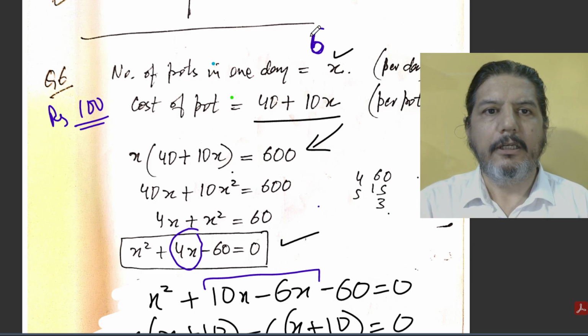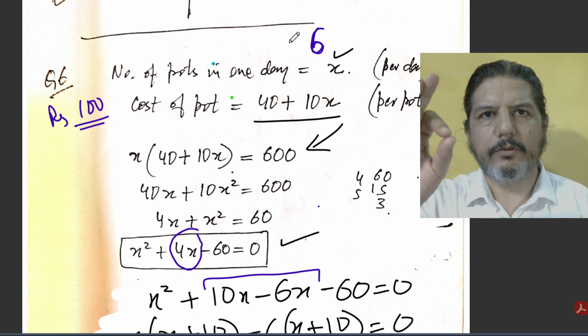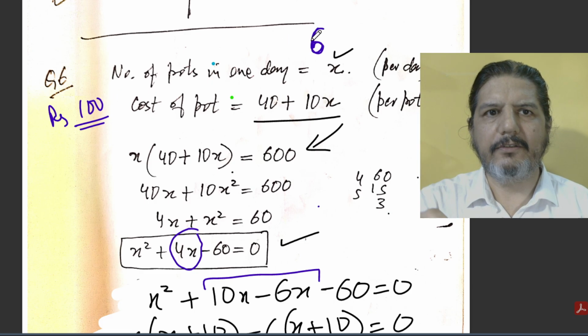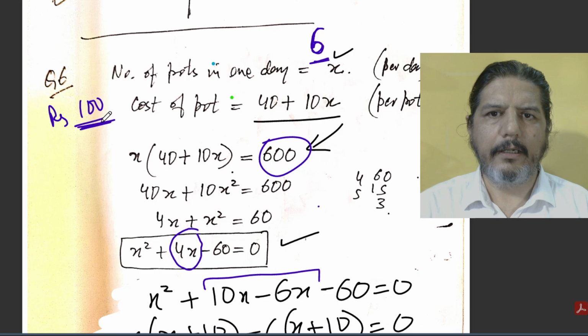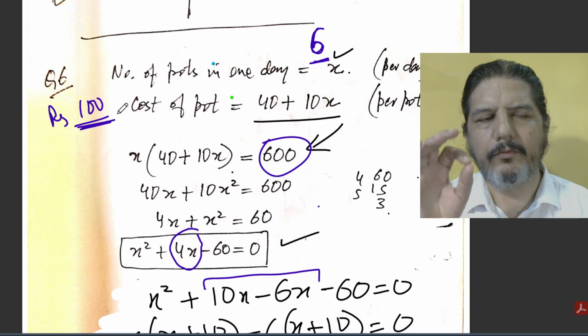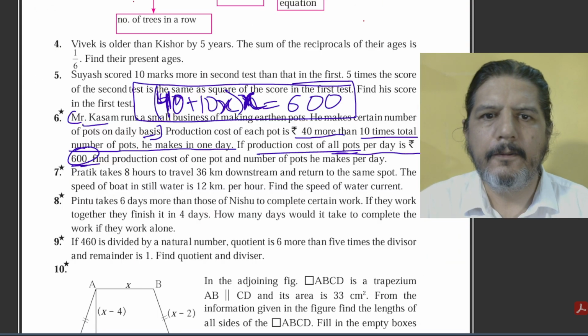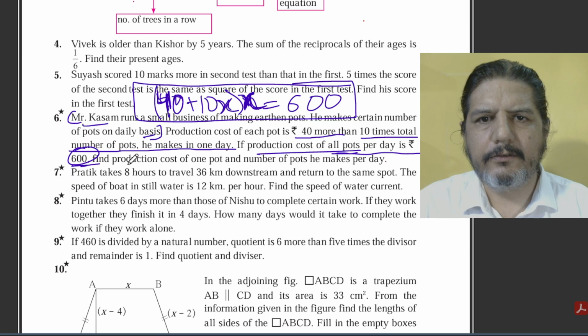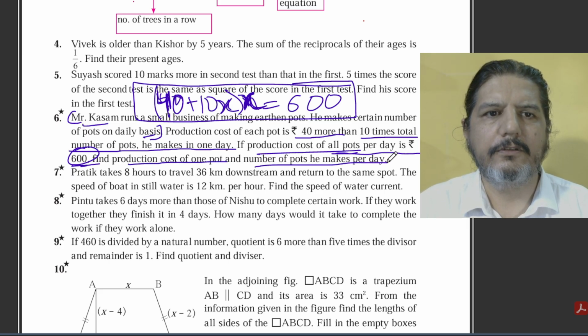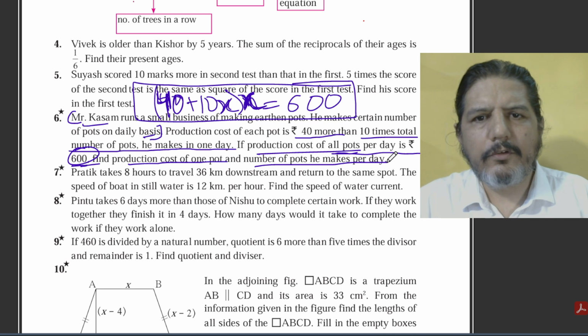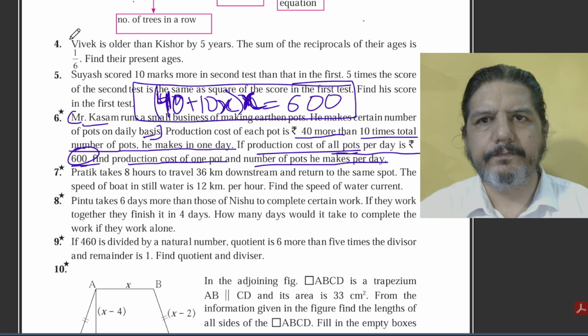And that is why his total production cost for the number of pots that he makes in one day is 6 into 100, which is equal to 600. So 6 pots per day and rupees 100 is the manufacturing cost of each pot. And that is what they are asking us: find the production cost of one pot. We have found the number of pots he makes per day. So this is how these questions are done.